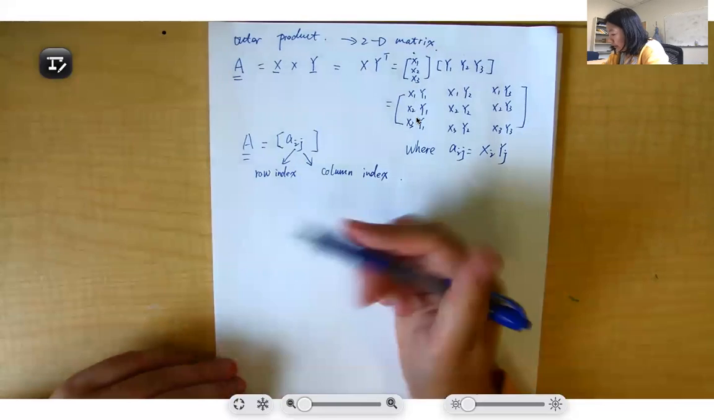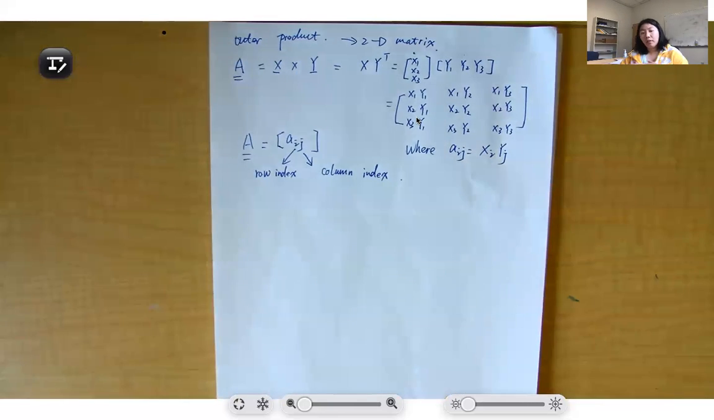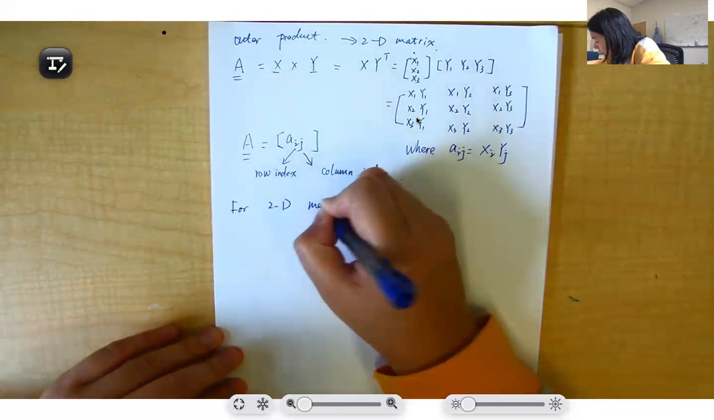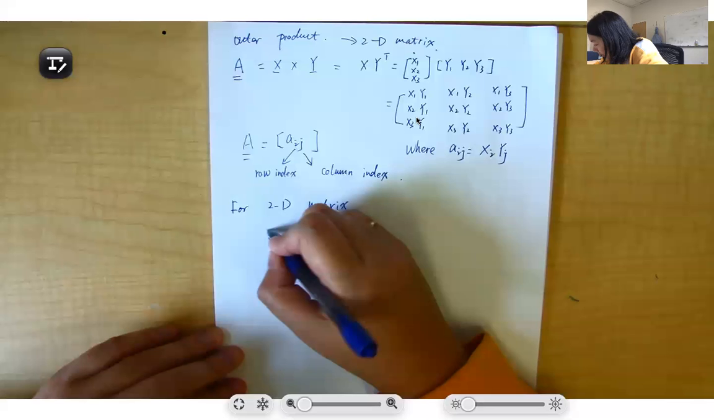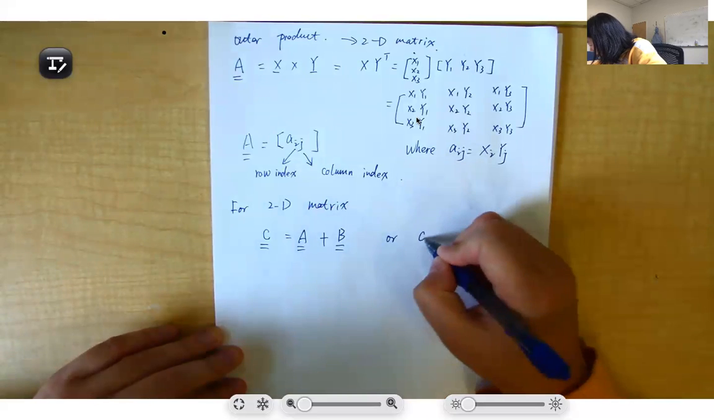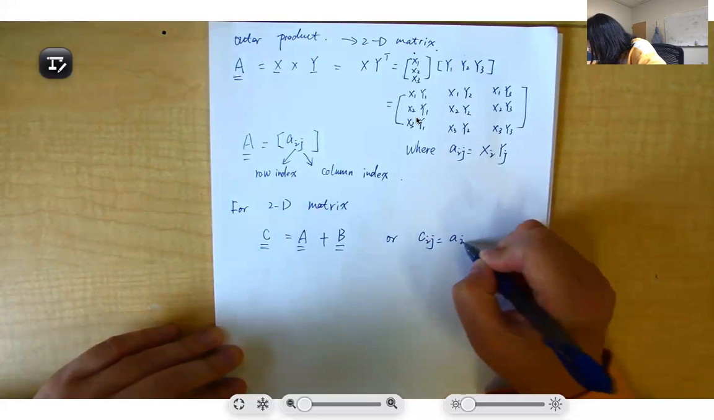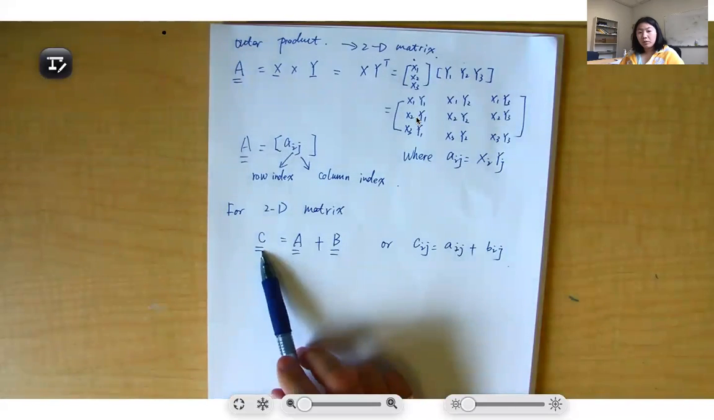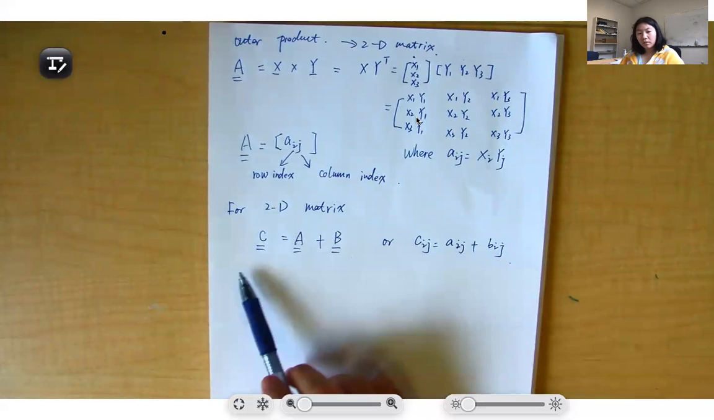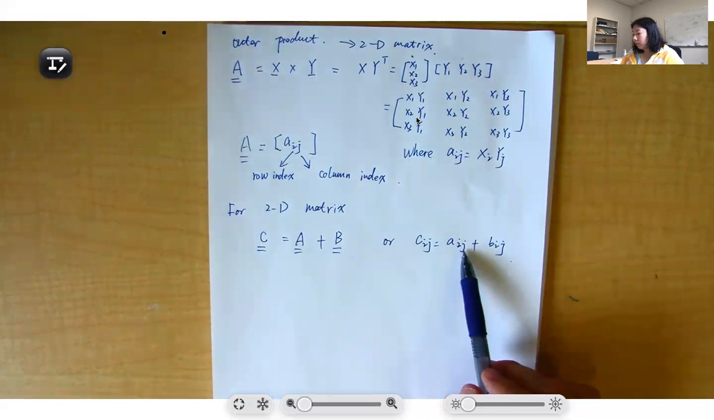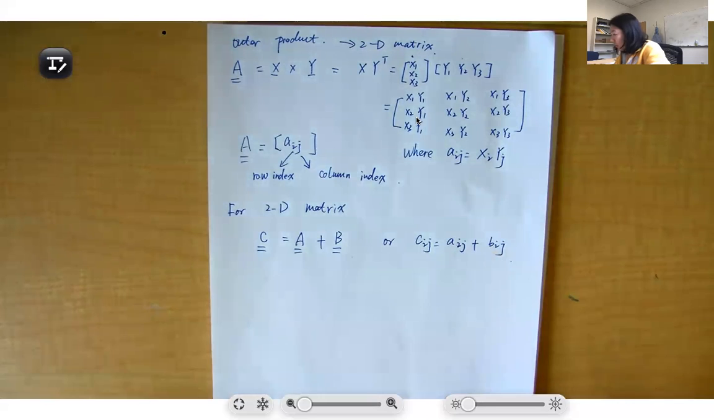So this is 2D matrices. For 2D matrices, we can do the similar thing as what we just did for the 1D vector. For 2D matrix, you can also do addition, okay? C will be equal to A plus B, or you can say Cij will be Aij plus Bij, okay? So these are the 2D matrices. They have the same dimension, okay? Then they can do the addition. That Cij will be equal to each component at the same location summed together.